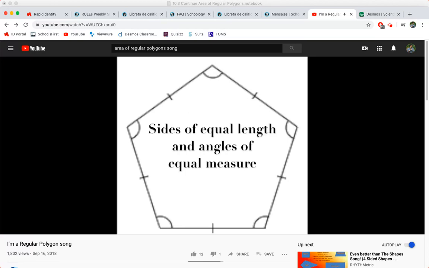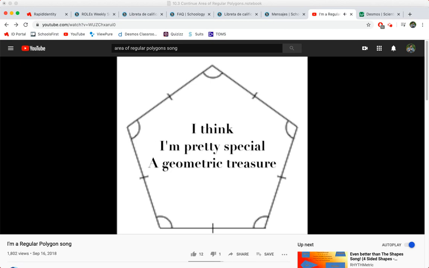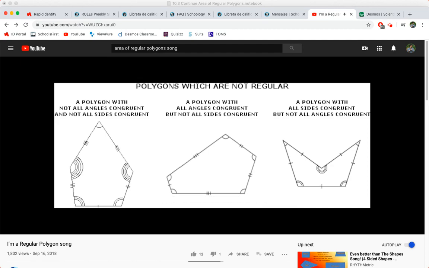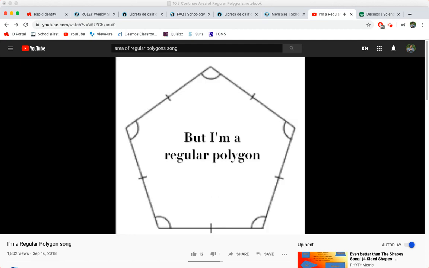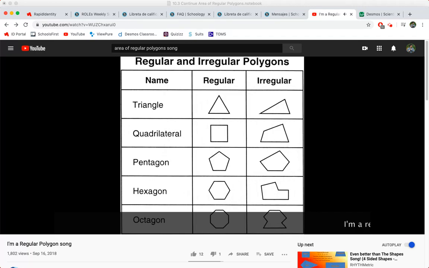Sides of equal length and angles of equal measure. I'm a regular polygon. I think I'm pretty special, a geometric treasure. I'm a regular polygon. The others are irregular, and that might be their pleasure. But I'm a regular polygon with sides of equal length and angles of equal measure. I'm a regular polygon.